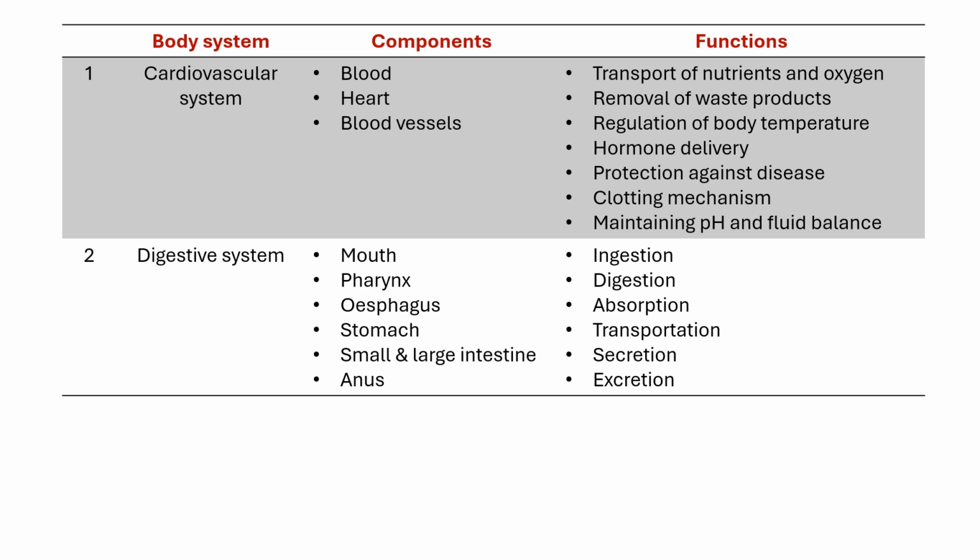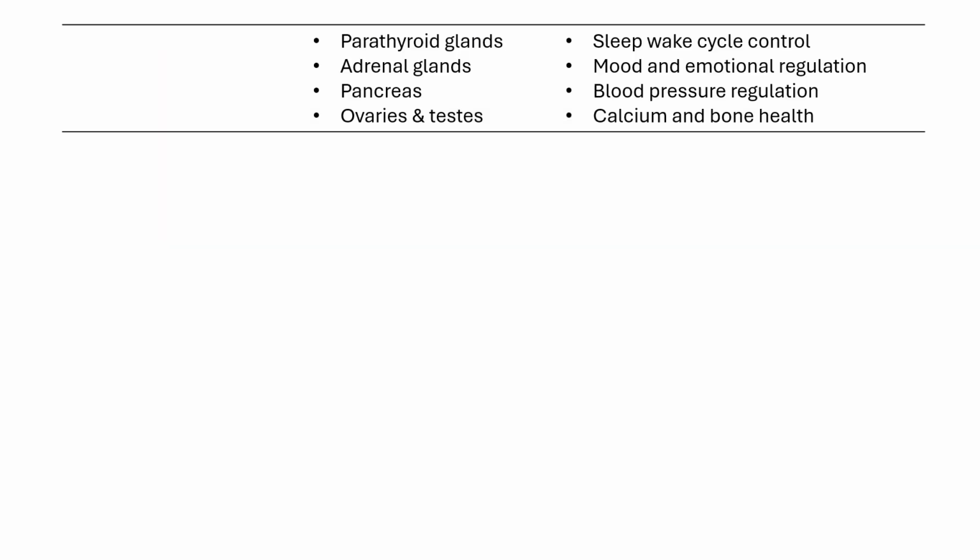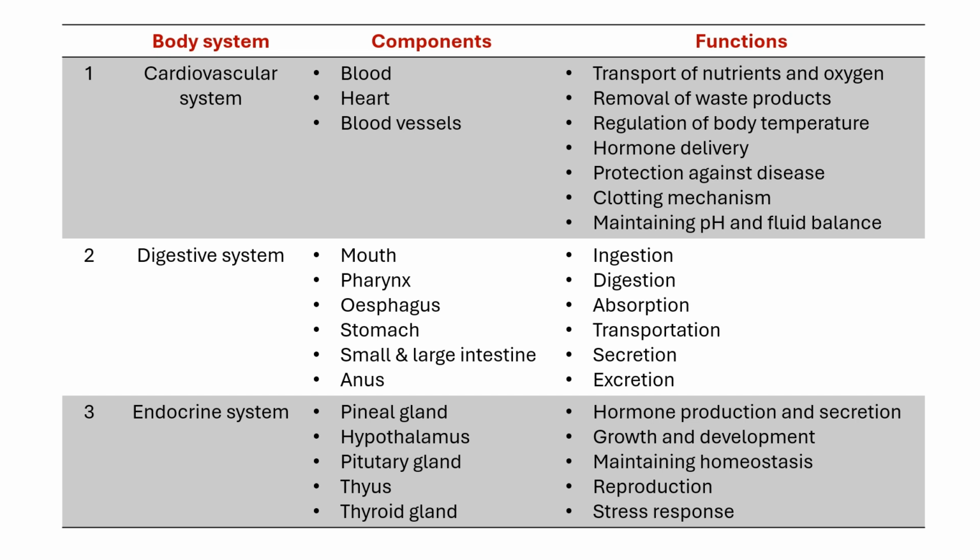Components of the endocrine system are pineal gland, hypothalamus, pituitary gland, thymus, thyroid gland, parathyroid glands, adrenal glands, pancreas, ovaries and testes. Functions of our endocrine system are hormone production and secretion. Endocrine glands produce various types of hormones like thyroid stimulating hormone, follicle stimulating hormone, vasopressin, like these hormones. These hormones will act as the chemical messengers and controls various activities of our body.